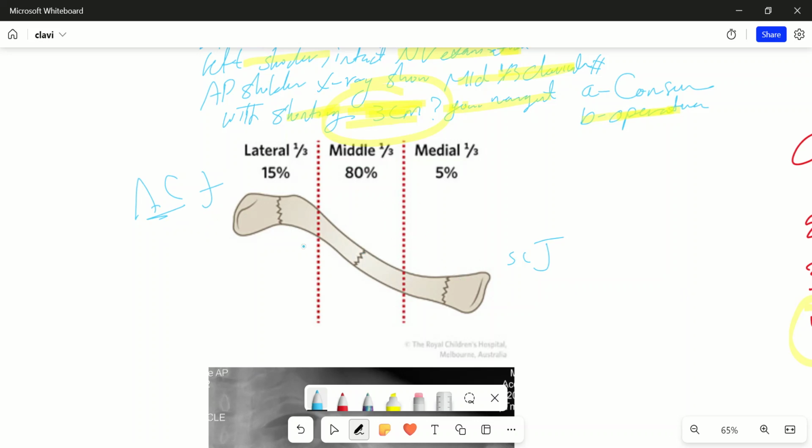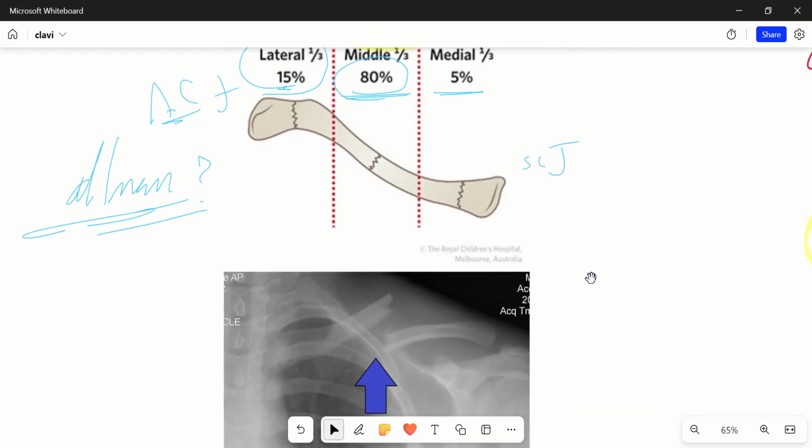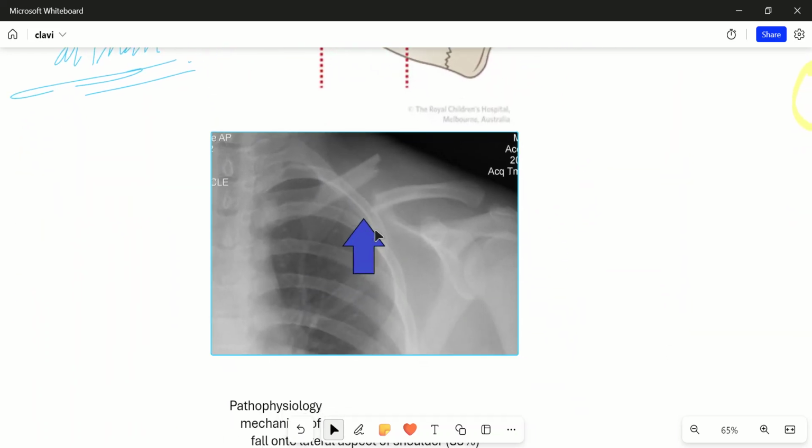Here, Dr. Allman classified the clavicular fracture into three parts. The name is Dr. Allman. Remember this. The most common site for fracture is the middle third, around 80%. The next most common is the lateral third, around 15%, and the medial is around 5%. Here is a middle clavicular fracture.